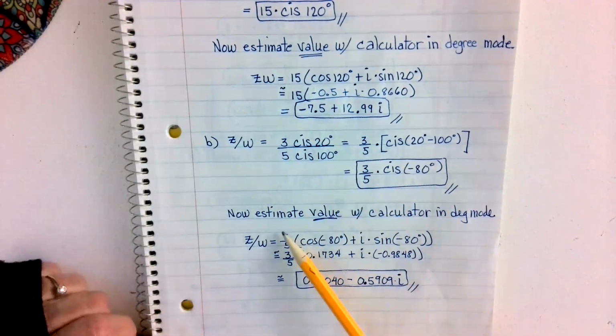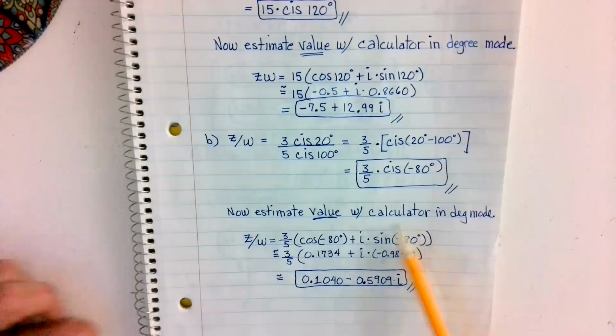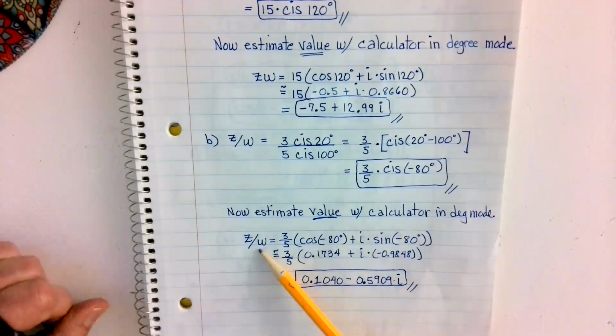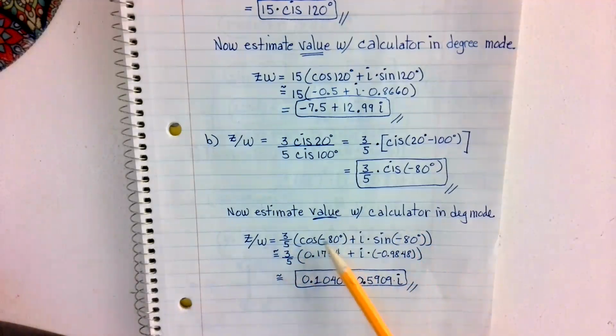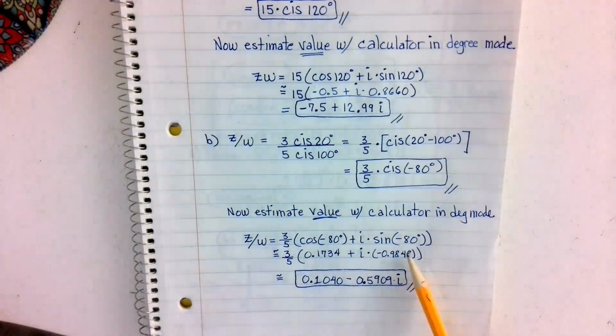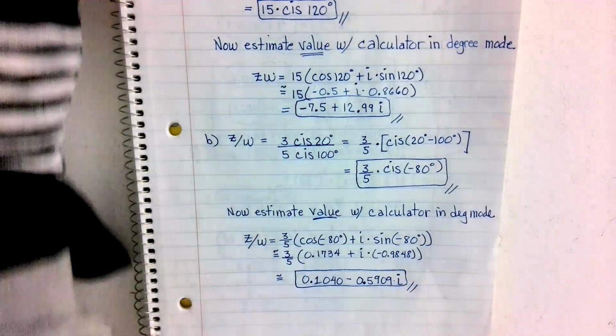Now in rectangular form, we're going to estimate the value with the calculator in degree mode. z over w is 3/5 times the cosine of negative 80 degrees, which is about 0.1734, plus i times the sine of negative 80, which is about negative 0.9848. Distribute multiplication by 3/5. We're going to get the rectangular form of this quotient, 0.1040 minus 0.5909 times i. And we're finished.